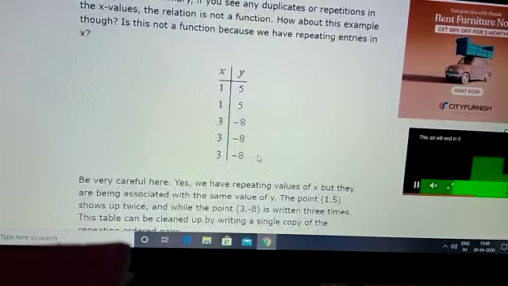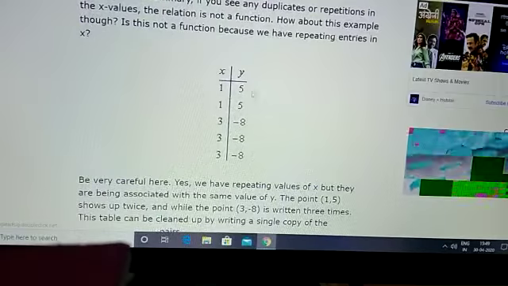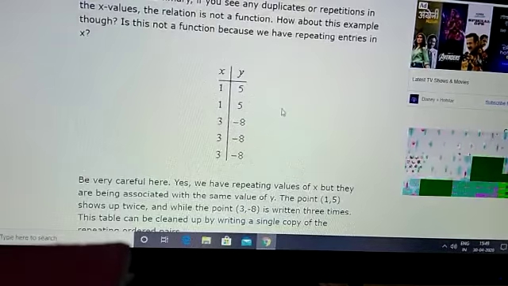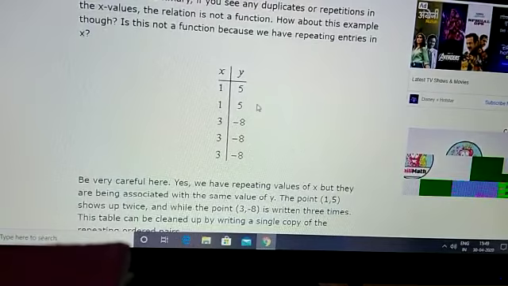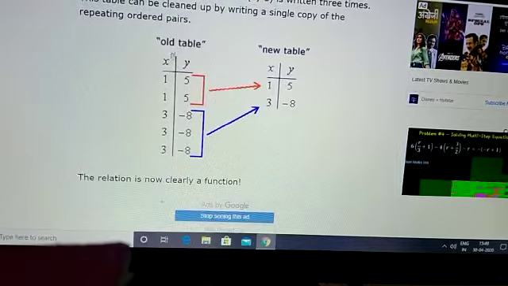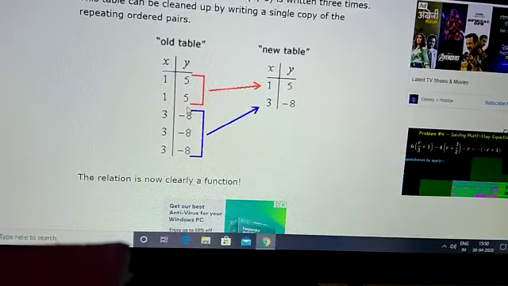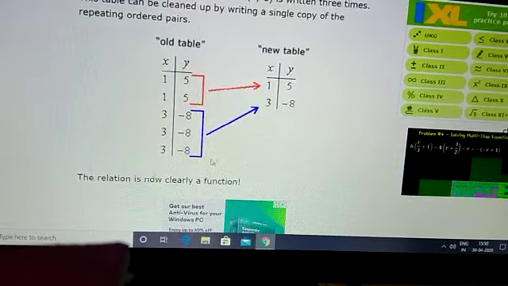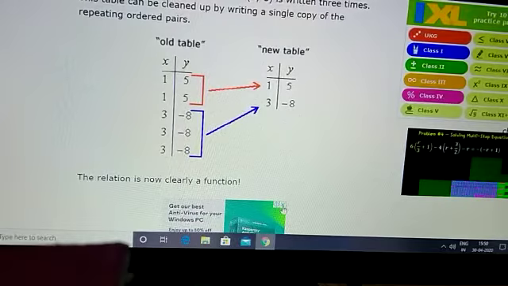Moving on to another example: 1 5, 1 5, 3 -8, 3 -8. Do not get confused, they are repeating this part. This table can be represented in this form. Because 1 5 and 1 5 are the same thing, and 3 -8 and 3 -8 are the same thing, 1 has one relation and 3 has one relation. So this is also a function.